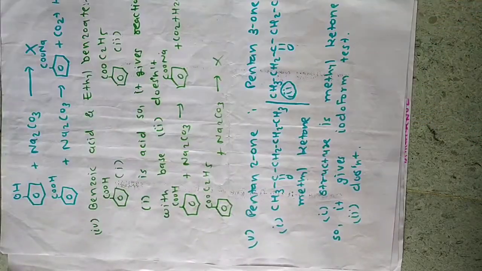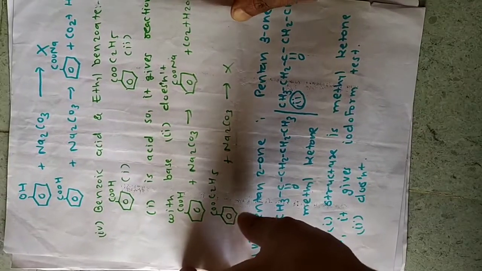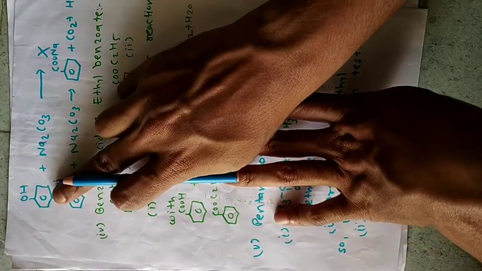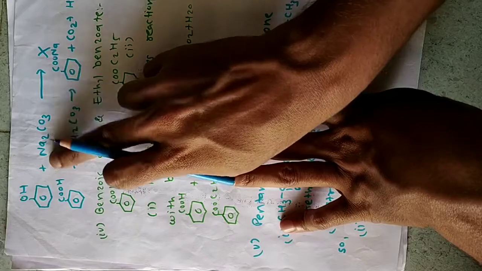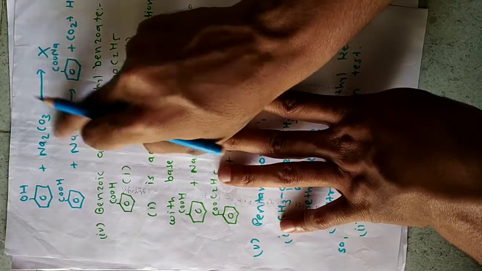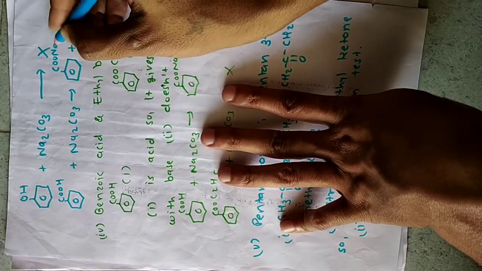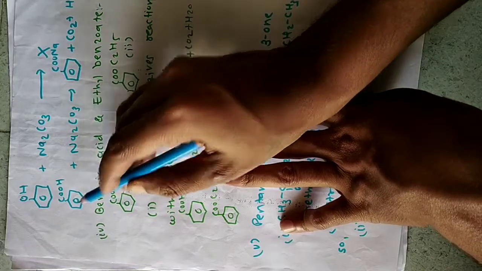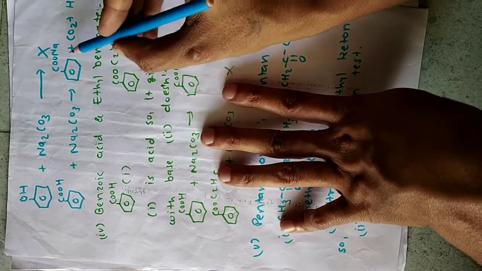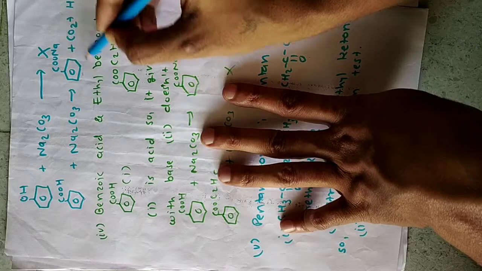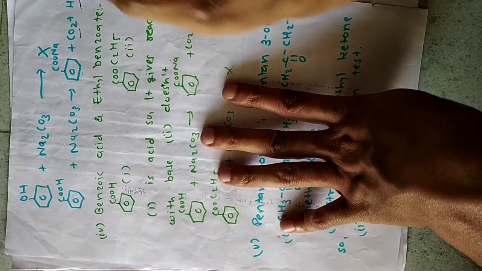So look at this reaction. When phenol is reacted with Na2CO3, this one is a weak base, so the reaction does not occur. But in case of benzoic acid, the reaction occurs and it gives sodium benzoate plus carbon dioxide plus water molecule.